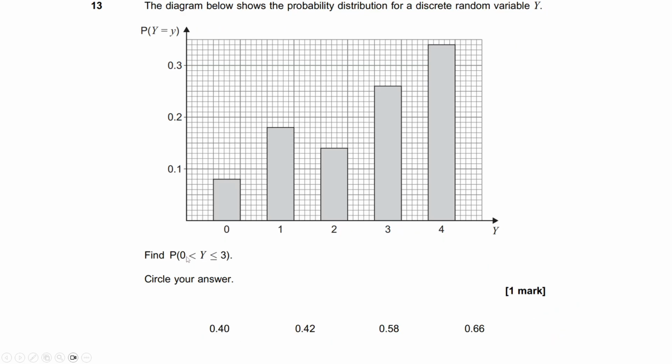Find the probability where y is greater than 0 but less than or equal to 3. So we want to be here, here, or here. If you go up the y-axis, you'll find this, that, and this. And you just want to sum these together. If you sum them together, you'll get 0.58.